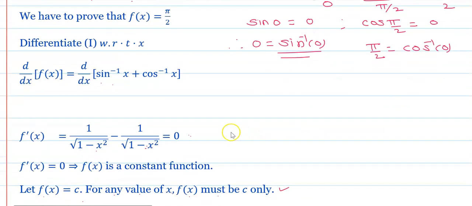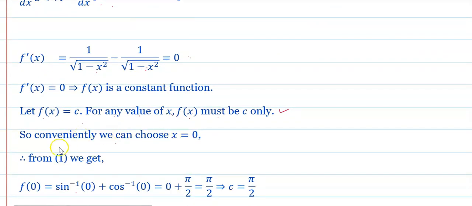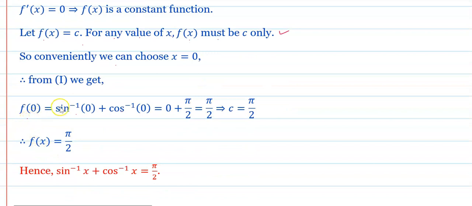Okay. And hence f of 0 is equal to sin inverse of 0 plus cos inverse of 0, which is equal to 0 plus pi by 2, equal to pi by 2. And it implies that the value of c is equal to pi by 2. And hence sin inverse of x plus cos inverse of x is equal to pi by 2.